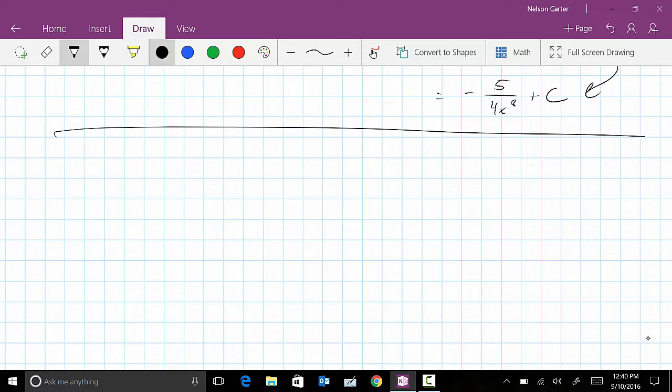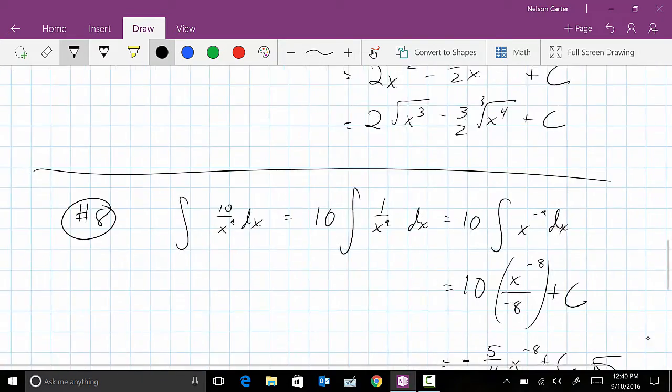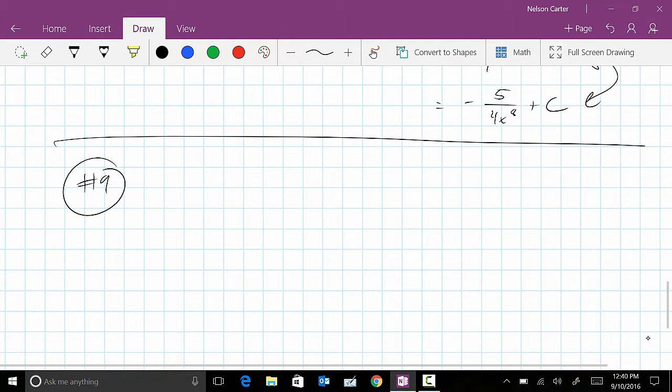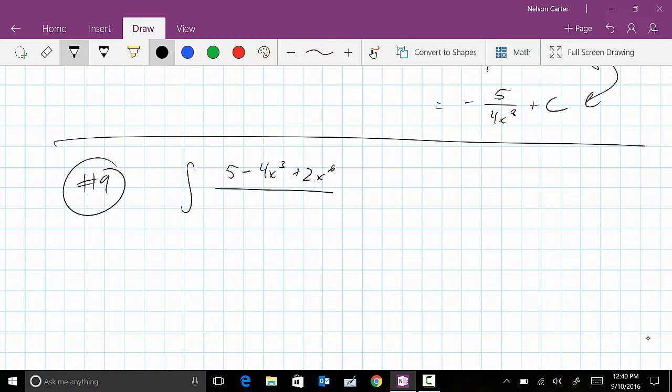Okay, here's a good one. I did number 8, so let's see number 9. Here's a good one. So suppose I have the integral of 5 minus 4x cubed plus 2x to the power 6, all over x to the power 6, and you're trying to integrate this thing.